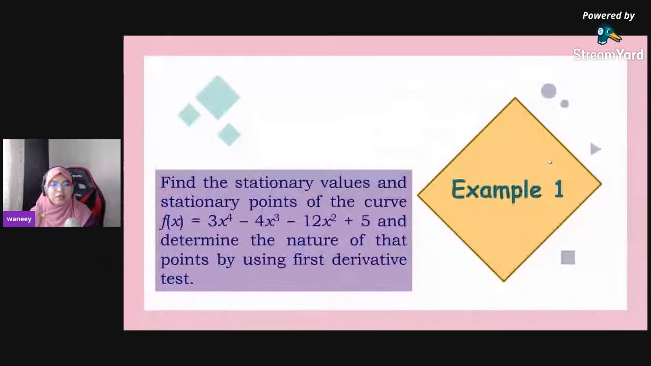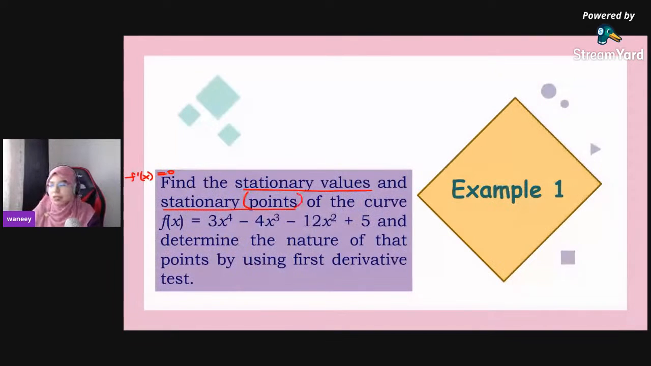Okay. Example 1. Find the stationary values and stationary points of the curve f(x) equal to 3x to the power of 4 minus 4x cubed minus 12x squared plus 5, and determine the nature of those points by using the first derivative test. Okay, so we need to find the stationary points. Therefore you need to let f prime of x equal to 0, then find the value of x, and then substitute to find the value of y in order to get the stationary point.